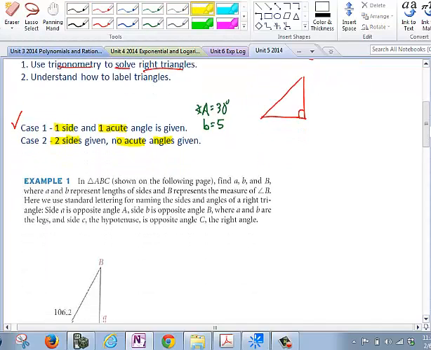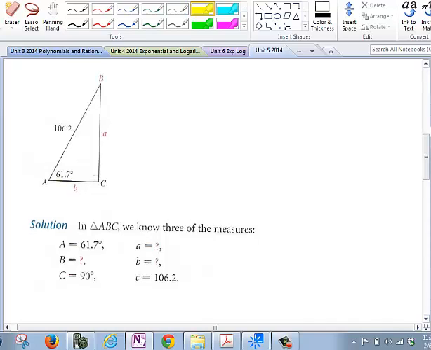Let's take a look at our first example. They've drawn the picture for us. Notice it's triangle ABC, and they've given us the hypotenuse and an angle, and they expect us to find all the other features of the triangle. Remember, a triangle has 6 features: 3 angles and 3 sides. Because we know trigonometry, SOHCAHTOA, we can solve for the missing parts as long as we're given an angle and a side, or, as in case 2, two sides.